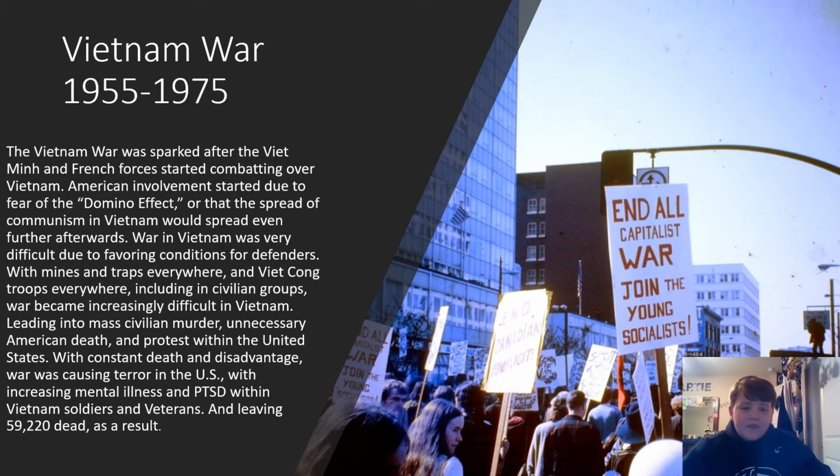And it was very difficult due to terrible conditions for defenders, with mines and traps everywhere, the Viet Cong troops everywhere, including in civilian groups, so you could have someone shooting out of a building with a family in there, and it's bad because are you going to shoot into a family's building? They just completely abused their position, and this ended up leading into mass civilian murder, unnecessary American death, and protests within the United States, because, I mean, why were we here?